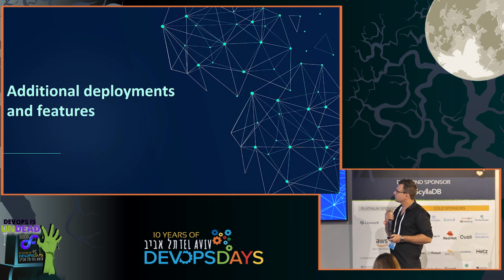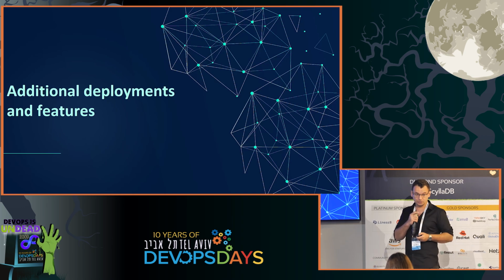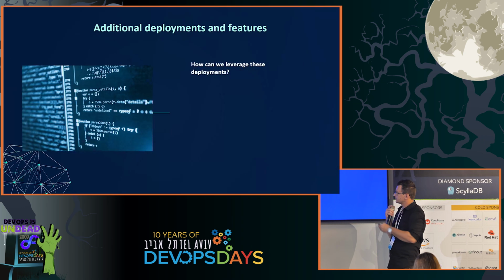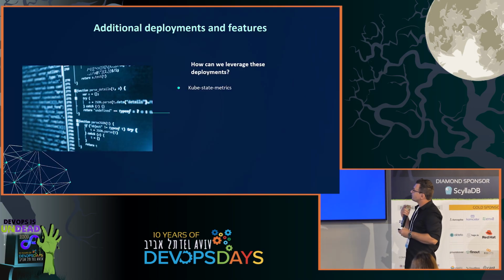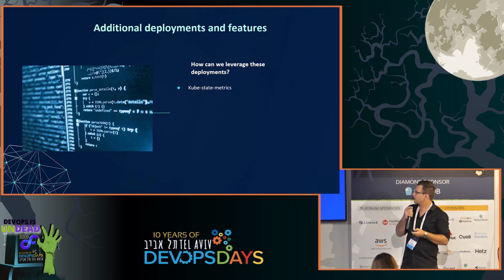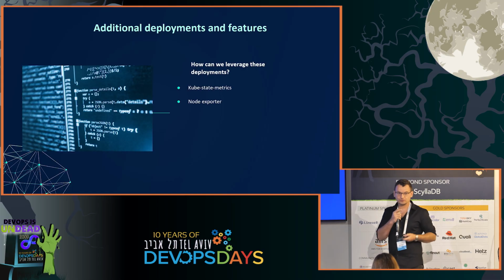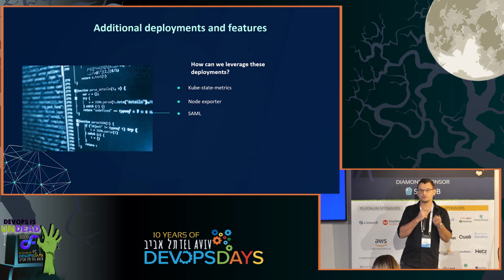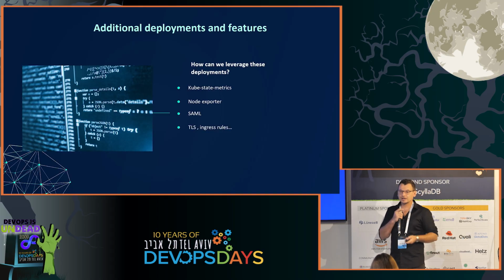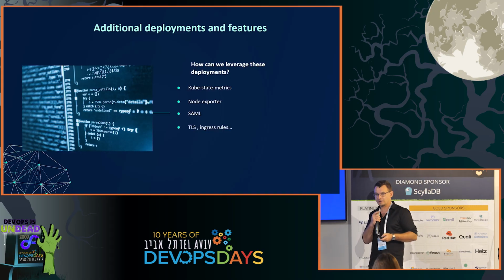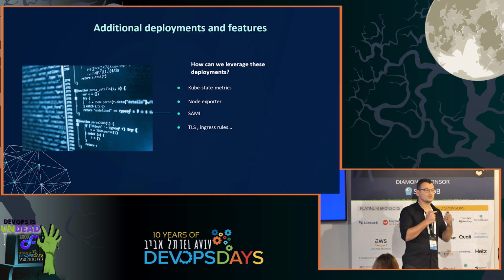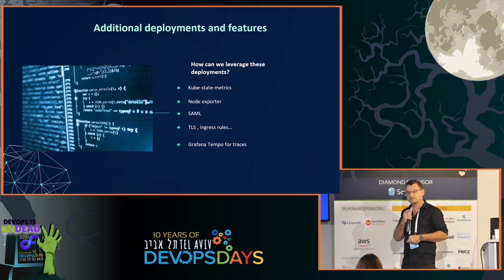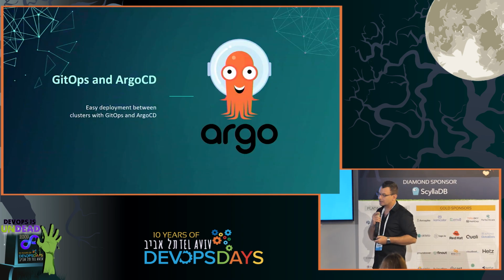What other additional deployments and features can we use by provisioning Grafana, Prometheus, and Loki as code? We can leverage this by adding kube-state-metrics for your Kubernetes metrics, node exporters for your node metrics. If your company works with some kind of Okta SAML, you can configure it here also. TLS, ingresses, you can modify it all here, even though it's open source. Even the open source option gives you these options, okay? Traces, you can use Grafana Tempo, and so on.